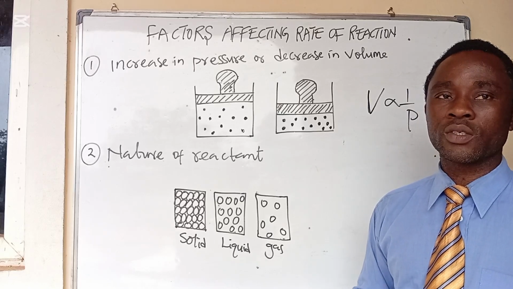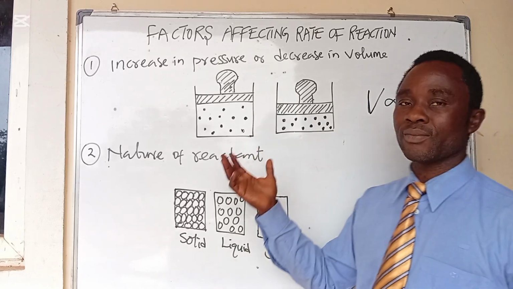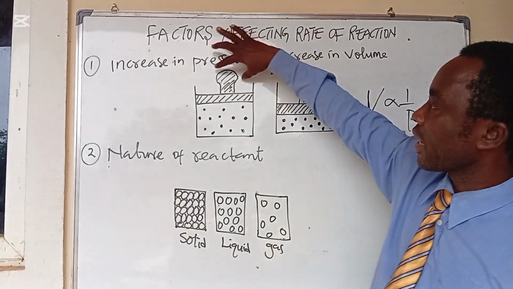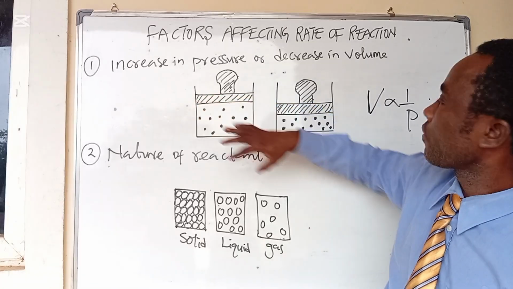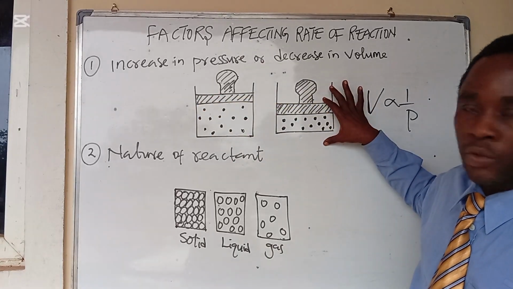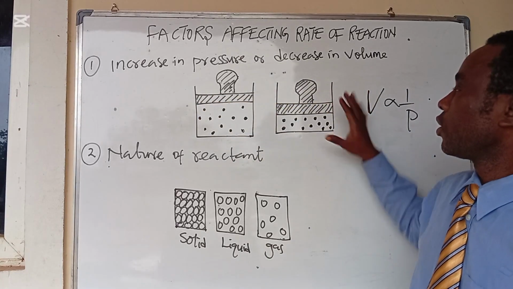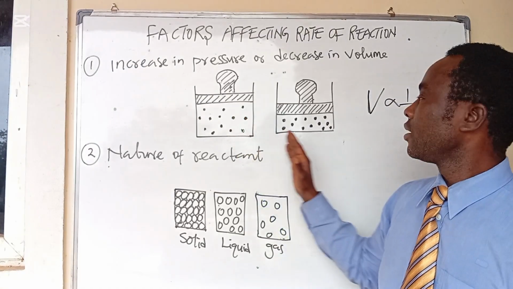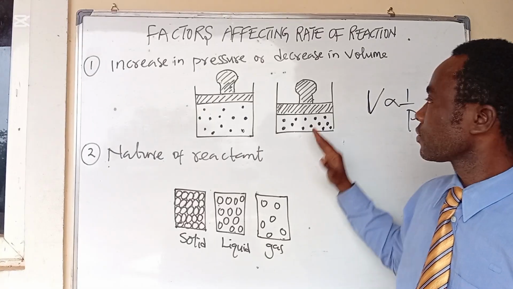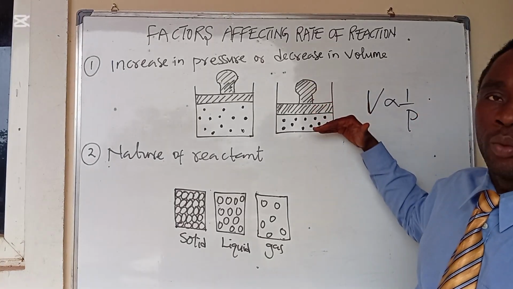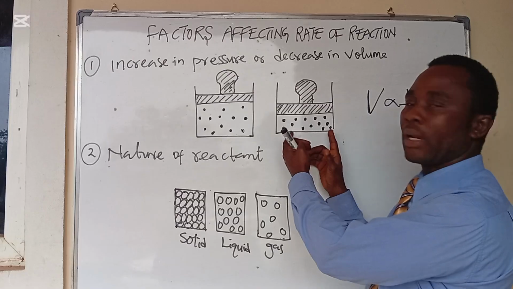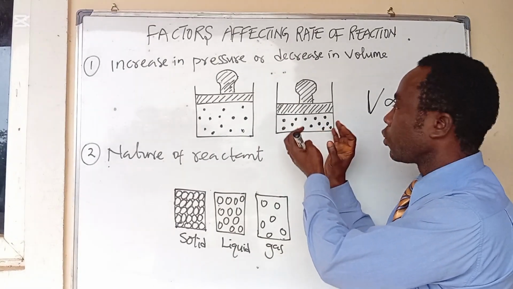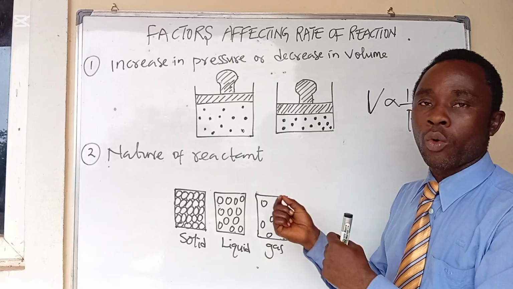Now, we find out that when the pressure of a gas is increased, the volume of the gas will decrease. If we take this lid and compress it in, we will decrease the volume. So when the volume is decreased, we notice that the number of molecules of gas here is the same as the number of molecules of gas here. But in this place now, because the volume is decreased, the gas molecules that want to react are in close proximity with one another, enabling them to collide more.